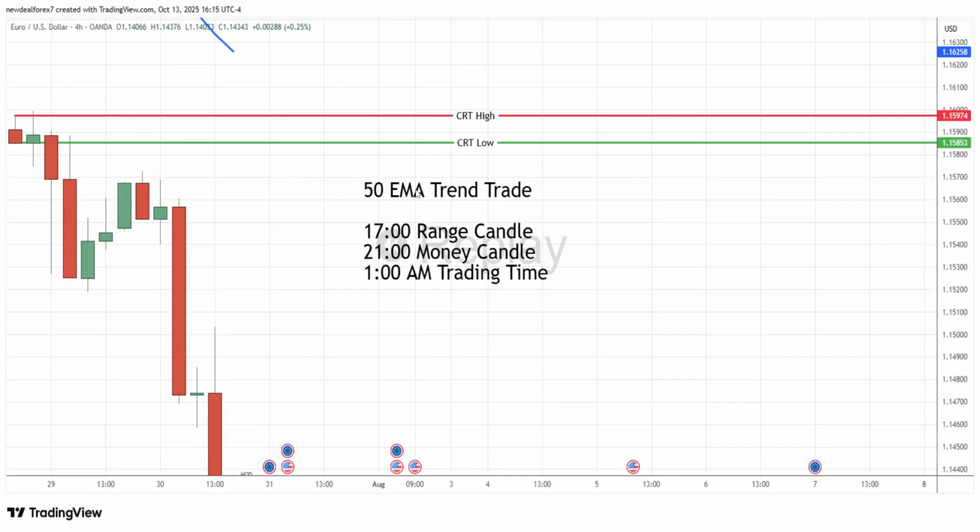We have our 50 EMA trend trade. If you don't know what that is, again, links are in the description. Our price is below our 50 EMA on the 4-hour chart. So we have our range candle at 5 p.m. Eastern, range candle at 2100, which is 9 p.m. Eastern Standard Time. So then obviously now, we're free to start trading. So at 1 a.m., that's when the trading starts.